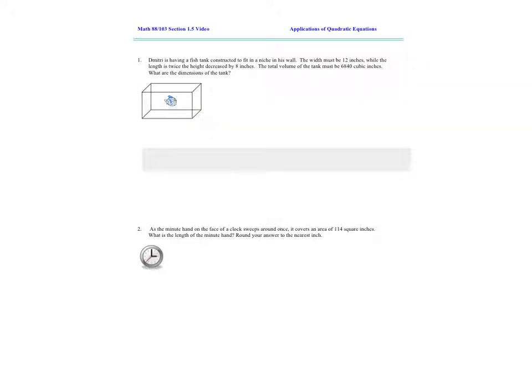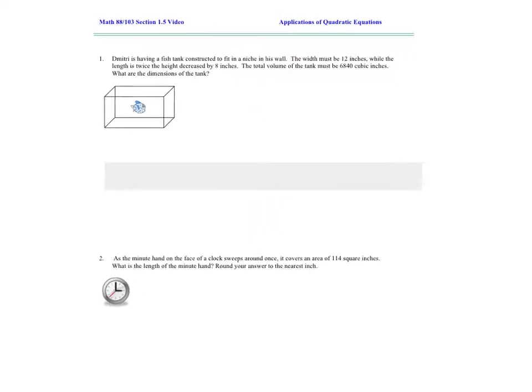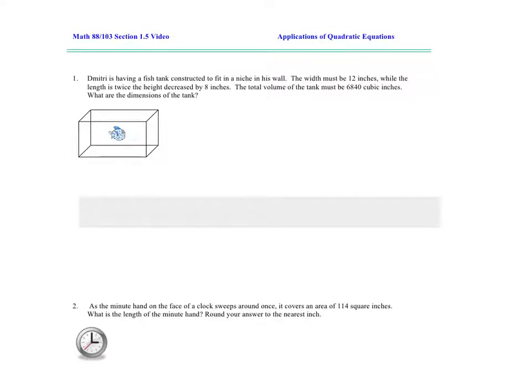Okay, I'm going to do several examples of applications of quadratic equations. In this first one, we've got an aquarium, and Dimitri is putting his aquarium, his fish tank, up against a really specific part of his wall. And so the width can only be 12. That's his width. And then we have a height, and we have a length, which we don't know.